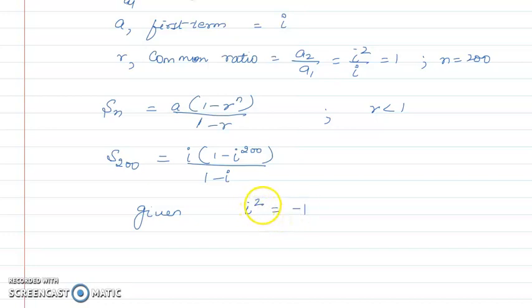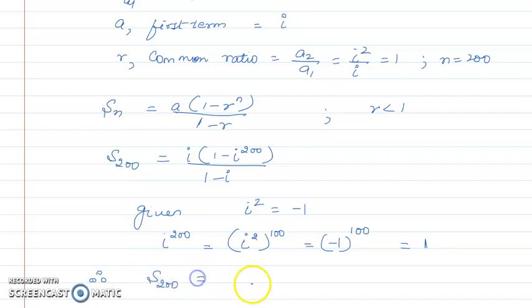Now, what do you say about iota to the power 200? Can I say iota square to the power 100? 100 is an even number. So iota square is -1, and iota to the power 200 can be written as iota square to the power 100, which is -1 to the power 100, which is 1. I am explaining again. Given iota square is -1, we have to find the value of iota to the power 200, which can be written as iota square to the power 100. Powers will be multiplied and give 200. Iota square is -1 and -1 to the power 100 is positive 1. So therefore S200 will be equal to iota times (1 minus 1) upon 1 minus iota.